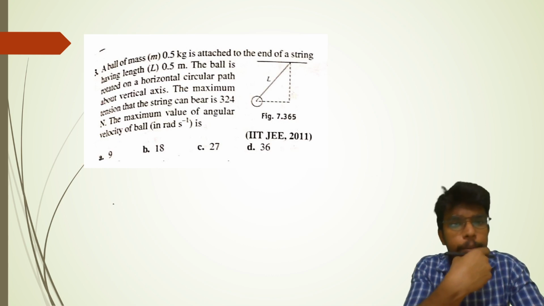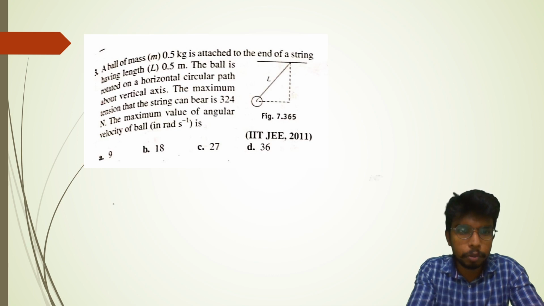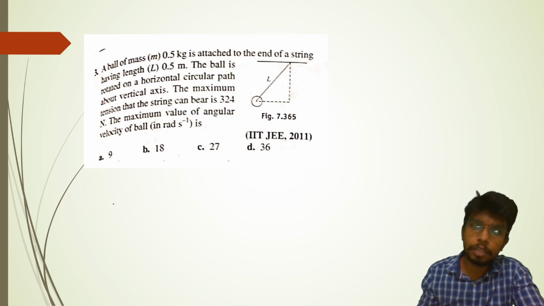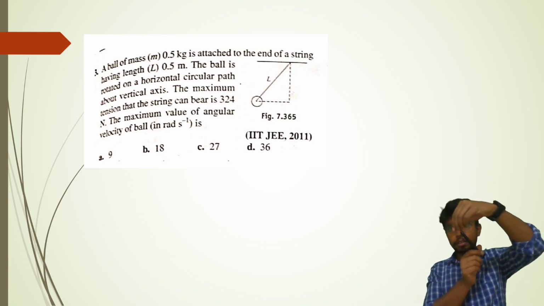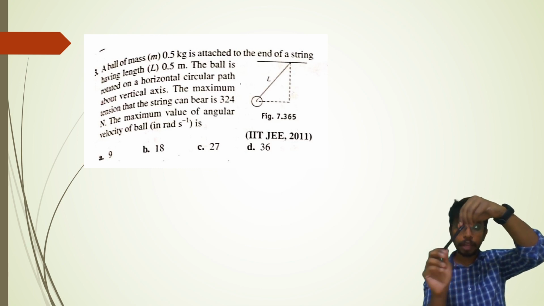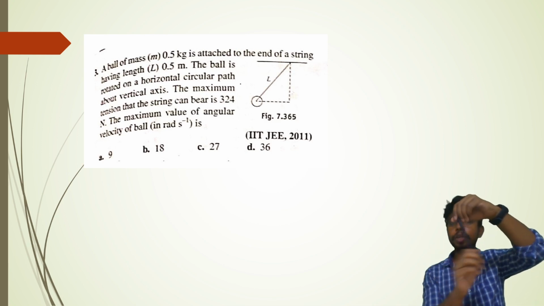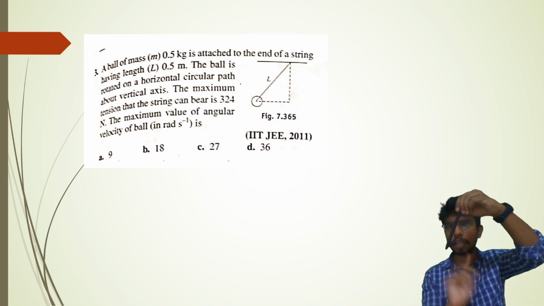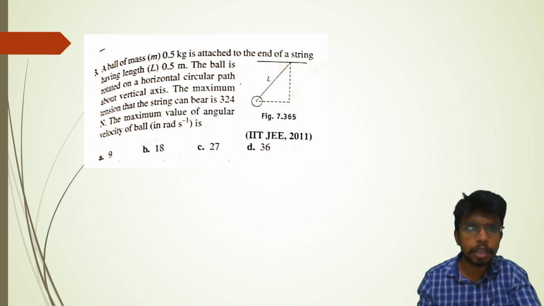A ball of mass m, 0.5 kg, is lashed to the end of a string of length 0.5 m. The ball is rotated on a horizontal circular path about a vertical axis. The maximum tension the string can bear is 324 Newton, the maximum value. Okay, we have a string, and we are rotating it in a horizontal manner. What should be the maximum value of angular velocity, how fast I can move it horizontally so that the string does not break?